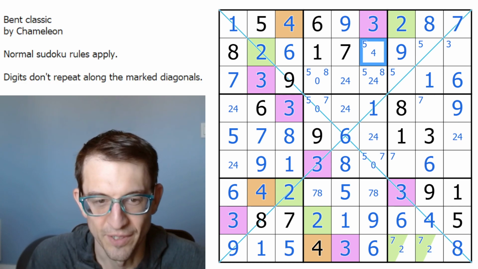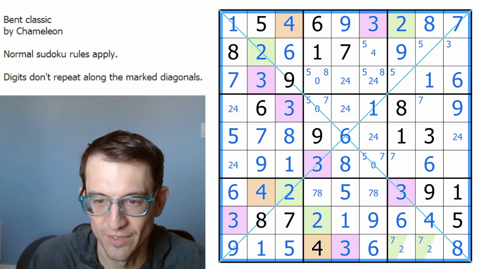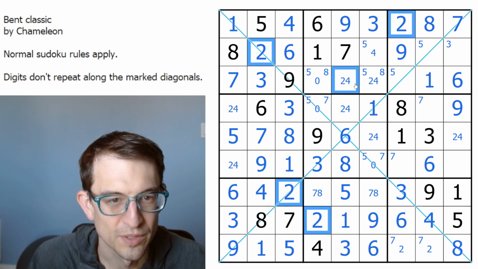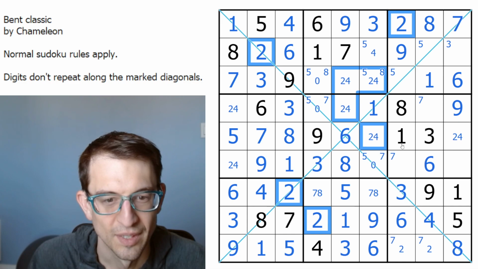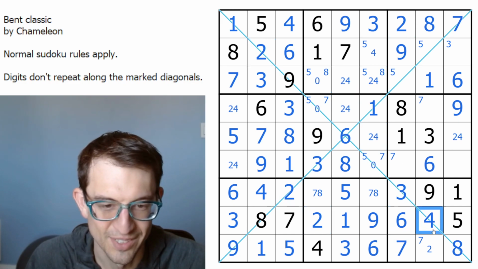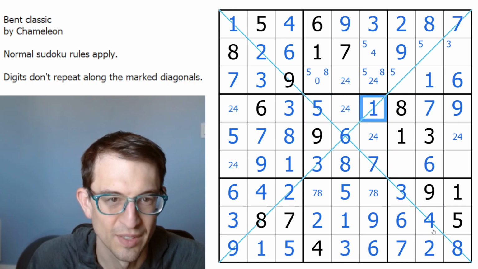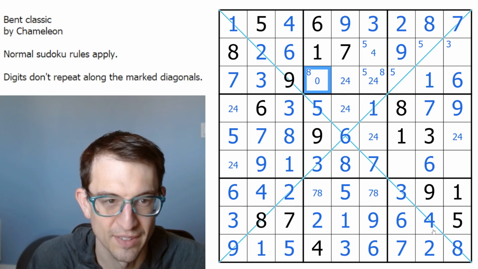So, okay, I'm going to get rid of the colors. The colors are now messing with my head. Where are the 2s? And oh, so this is just known. 7, 2, 7, 5, 7. That finishes the 7s. That should also finish the 5s, I think.